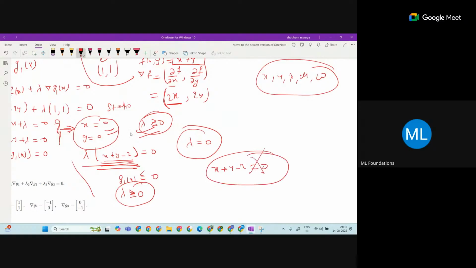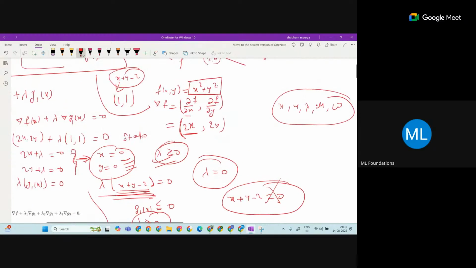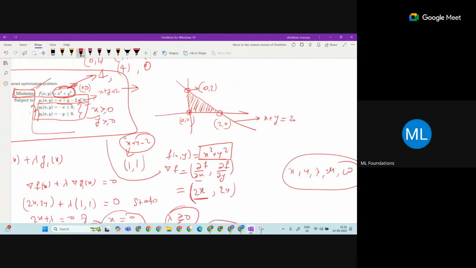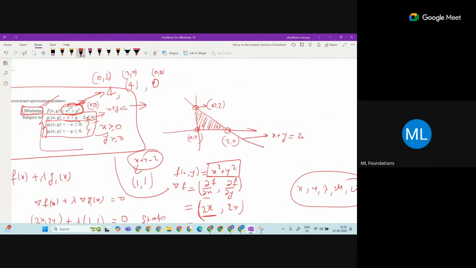Once we got this, lambda is 0, and by that way we got x is equal to 0, y is equal to 0. Use the method of the convex, or you can say in a different way, our function is a positive function. Positive function means the minimum value of the positive function is 0. So by that way, the minimum of this function is just 0.